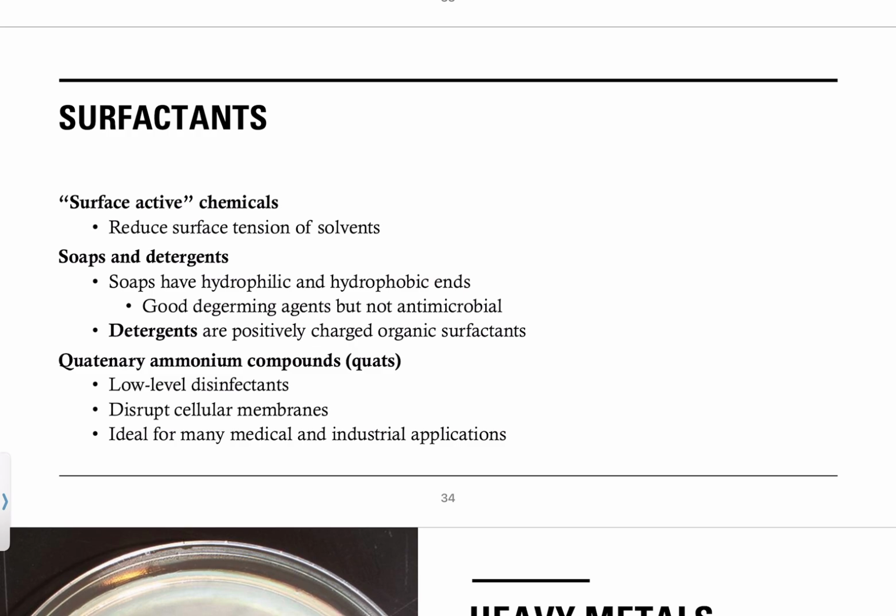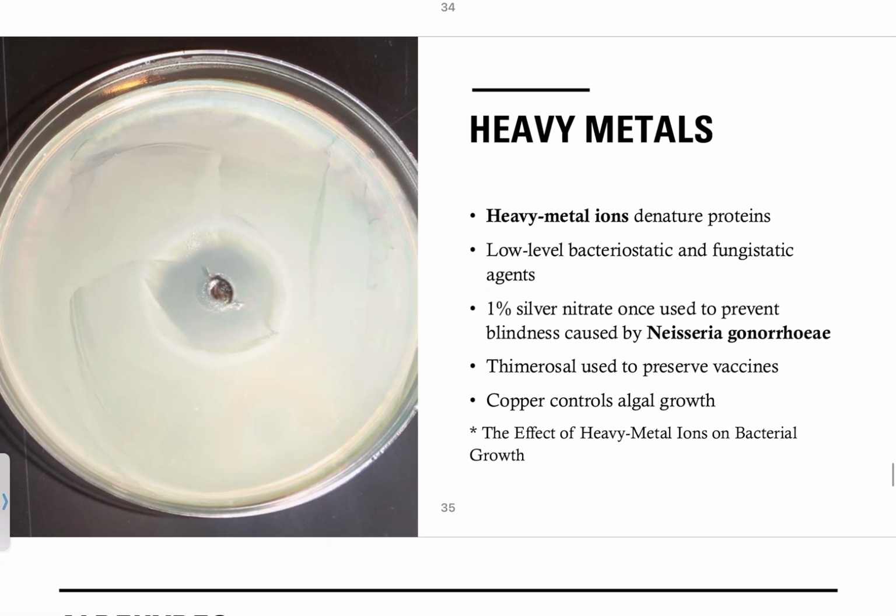You also have quaternary ammonium compounds, also called quats. These disrupt membranes and they're commonly found in things like mouthwashes, some of the chemical wipes that they use in like a dental office or a hospital. They're part of a lot of hospital cleaning protocols. That's all I really want to say about that.